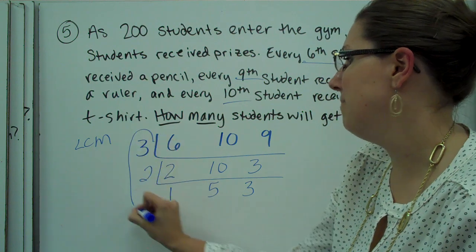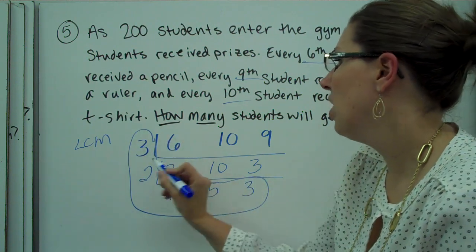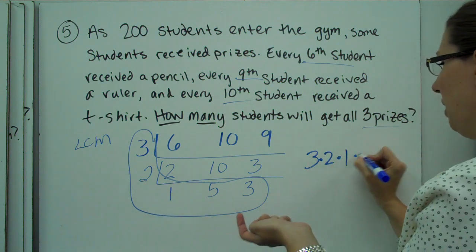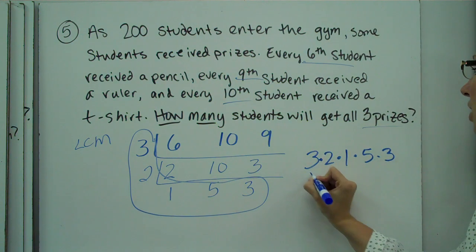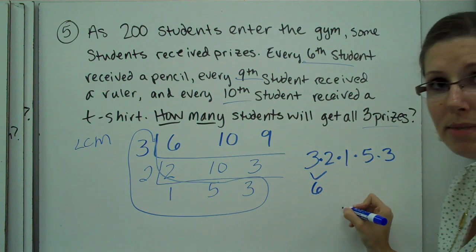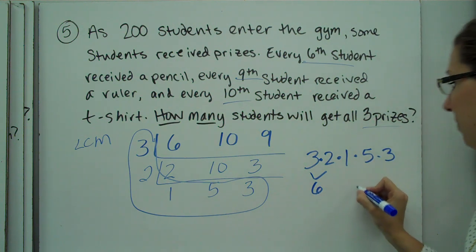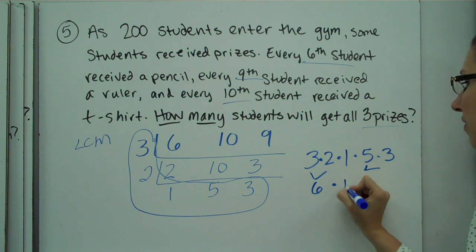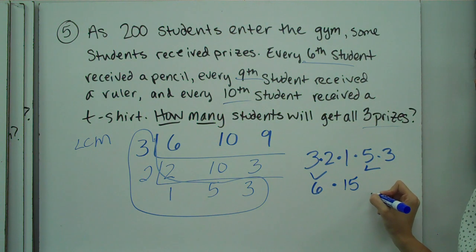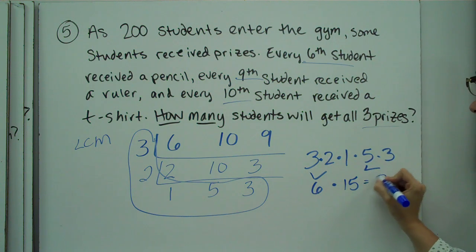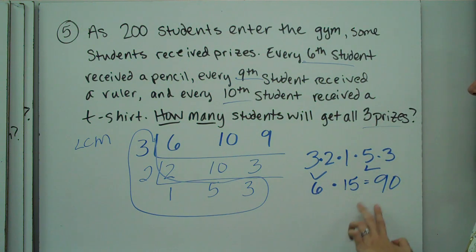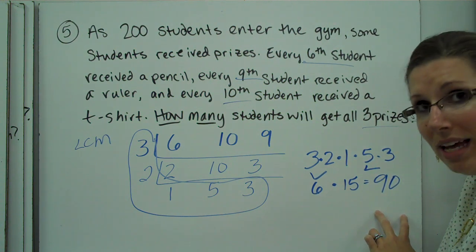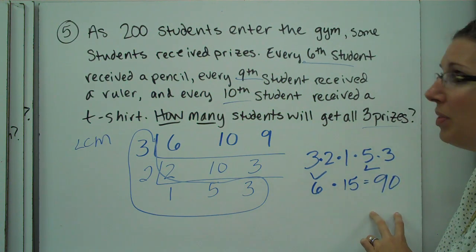LCM is making an L on that ladder. So I've got 3 times 2 times 1 times 5 times 3. 3 times 2 is 6. 1 times anything is just that number. So I'm going to bring down the 5 times 3, which is 15. 6 times 15 is 90. So what does this mean? This means every 90th student gets a prize.